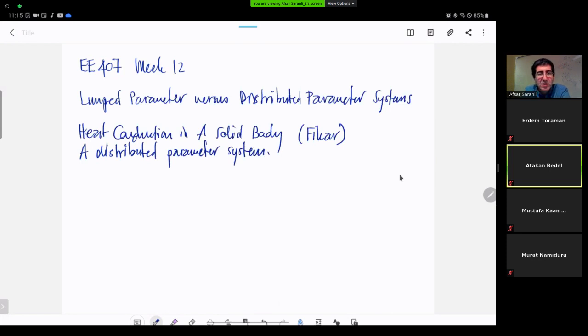I will put out another example that corresponds to the lumped parameter version of a heat conduction model. We have already studied this. If you remember the heat exchanger model, okay? So the lumped parameter version is basically the heat exchanger model.